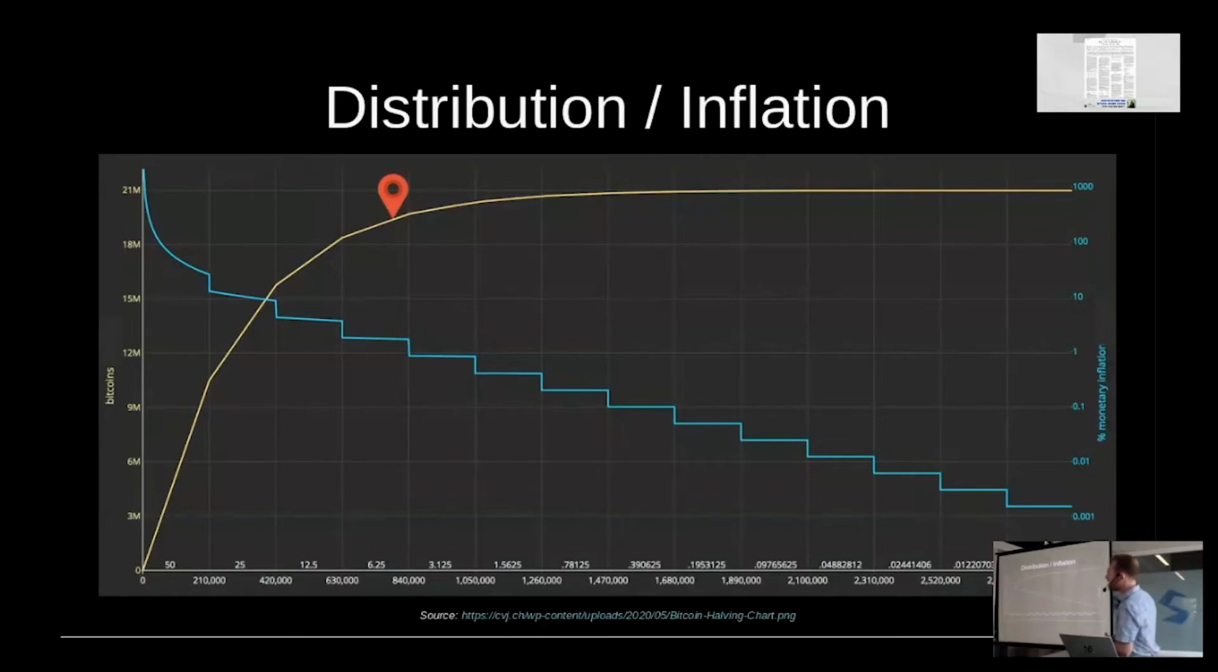Yeah, there's talks about tail emissions and other ways to just keep the money printer going for a while. But that would require a hard fork. It would be really difficult to get everyone to agree to that.